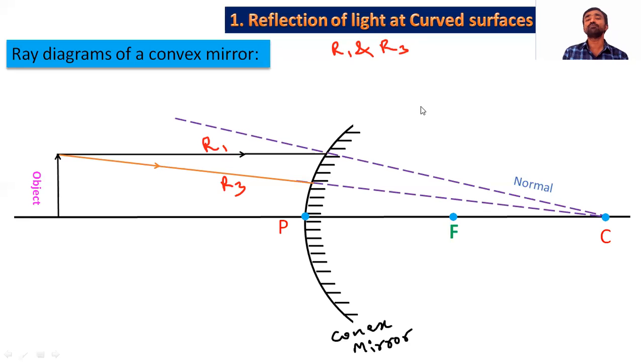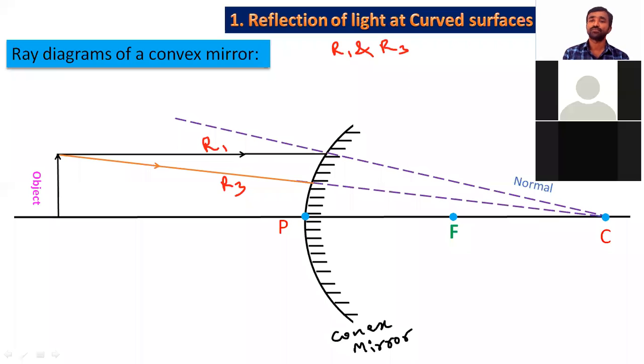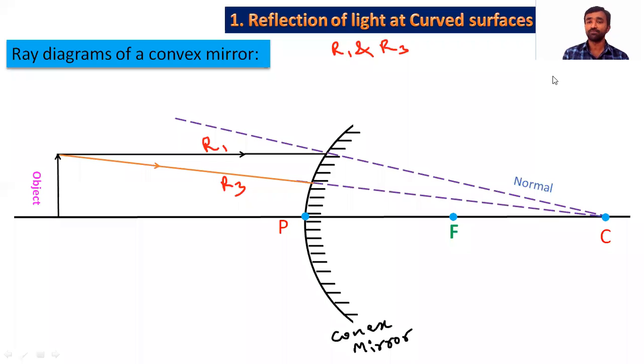Then what to do? Complete the reflected light rays. What is the behavior of R1 after reflection from the convex mirror? Anyone? R1 behavior after reflection from the convex surface.